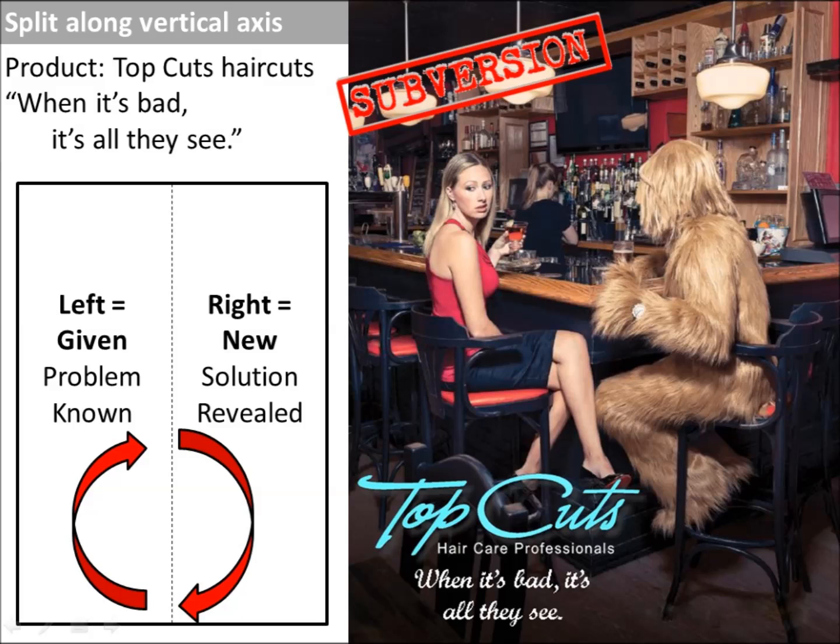Here's an advertisement for Top Cuts, a hair care place, and the slogan was, "When it's bad, it's all they see." And here you see it's reversed. The problem is on the right-hand side, which is this hairy, disgusting dude whose evidently bad haircut makes him look like a Wookiee to a prospective date at a bar. And there, the solution is on the left-hand side. Not only the girl, but also the slogan and name of the company that's being advertised.